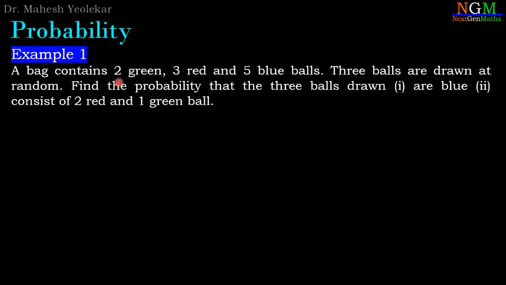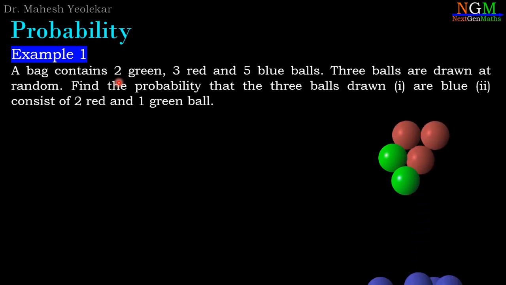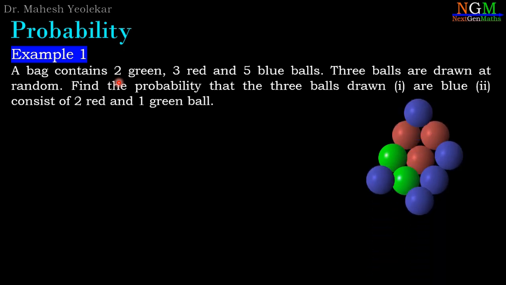A bag contains 2 green balls, 3 red balls, and 5 blue balls. 3 balls are drawn at random. Find the probability that the 3 balls drawn are blue, and second, that they consist of 2 red and 1 green ball.